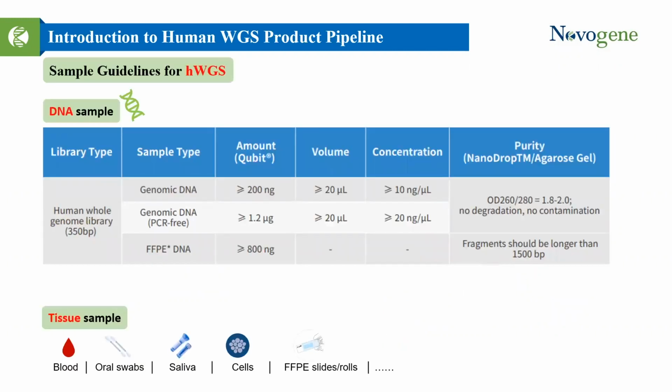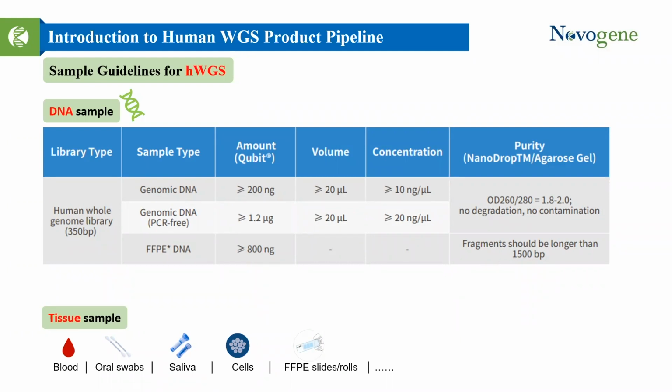Let's start from our sample guidelines. We accept a wide range of sample types, from nucleic acid to tissue samples. You can see the specific amounts required for different sample types in the table below. You can also consult our local sales for the full version of the sample guidelines, which will guide you on how to extract DNA from different kinds of samples and related sample requirements.